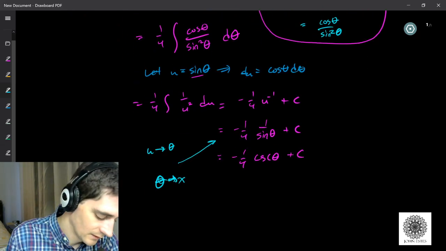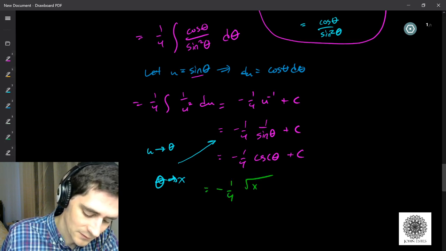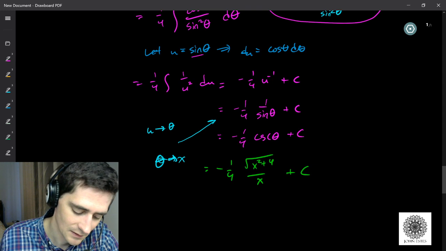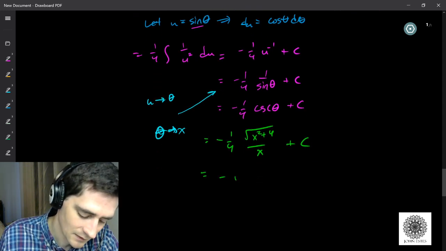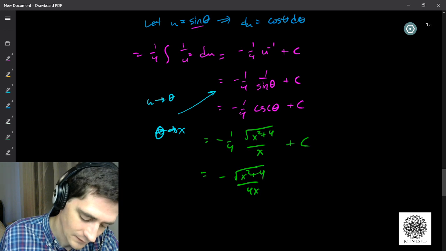So here I end up with negative 1/4. What did I say? The square root of x squared plus 4 over x. That's how you find your cosecant value plus c. And to write it a little more succinctly, square root of x squared plus 4 over 4x plus c.